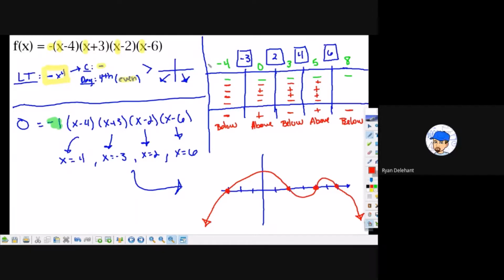Now we're pretty sure from this that this should be below and negative, but let's check it. So 8 minus 4 is positive, 8 plus 3 is positive, 8 minus 2 is positive, and 8 minus 6 is also positive. Down to 1 negative, so that means it is going to be negative and below. That one checked, just like that one did. And there's our sketch.